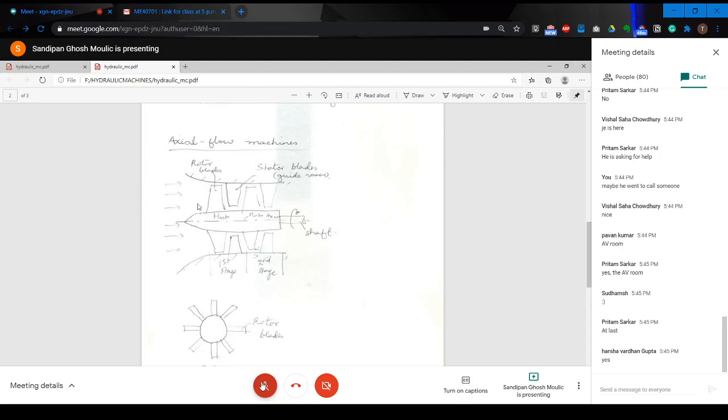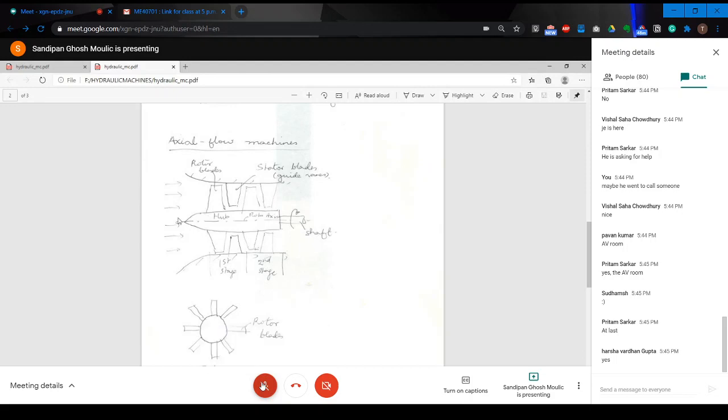So fluid will enter this way. The arrows show the direction of the flow. Okay. And this is the other view. This is your hub. And here I have shown the radial blades, but they could be curved also. These are 2 views of an engineering drawing drawn loosely.